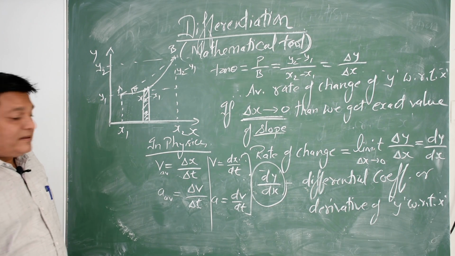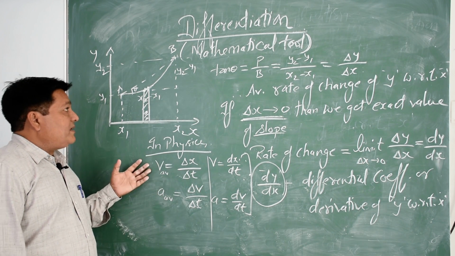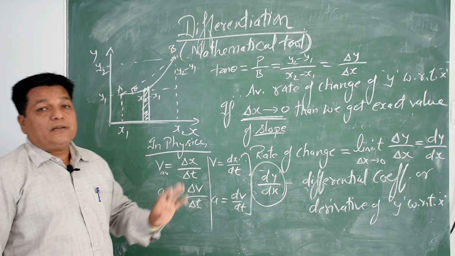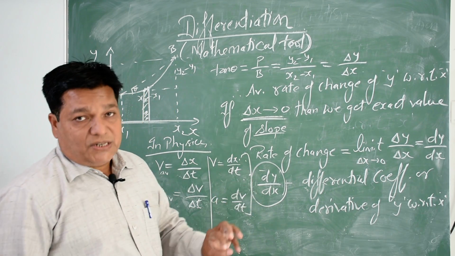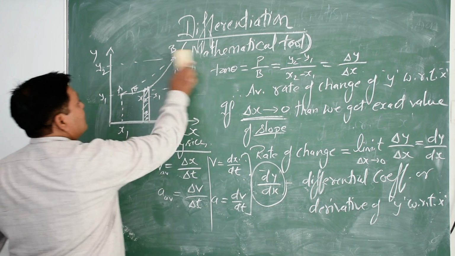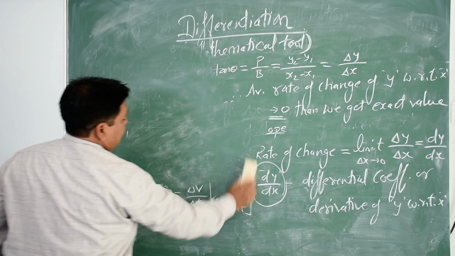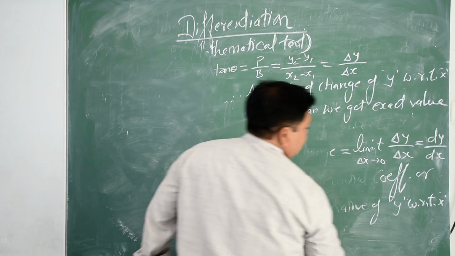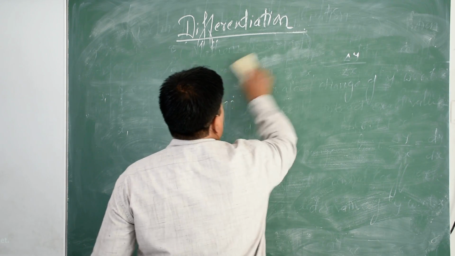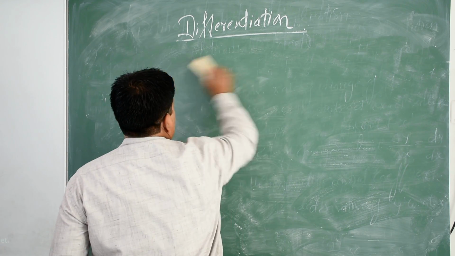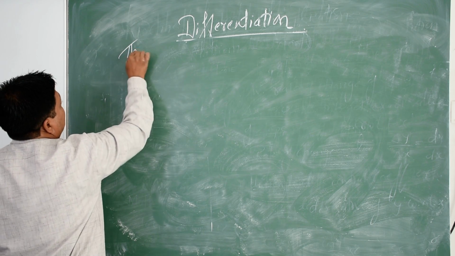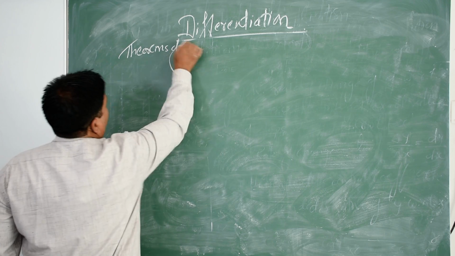In this way we can use this differentiation in our physics, and we are going to use it. Before that we should know the theorems or formulas related with differentiation. Let us go through these theorems of differentiation one by one and try to understand them. We will try to understand the important formulas related with differentiation which are required. So first we start the theorems, or rules or formulas, of differentiation.